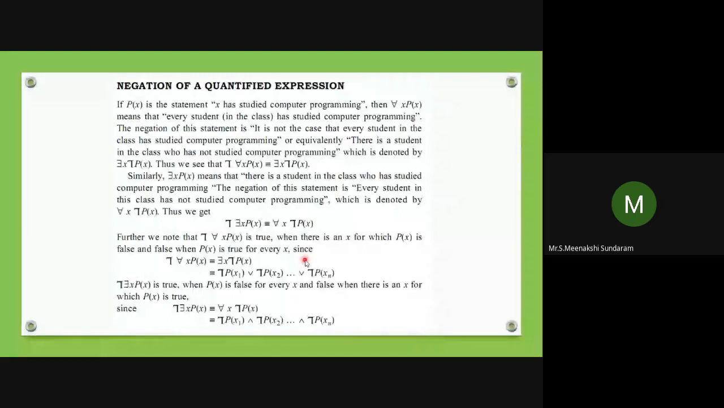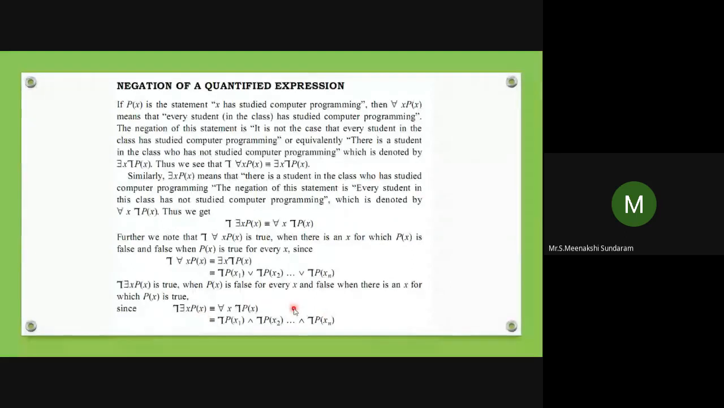Further, we note that the negation of for all x p of x is true when there is an x for which p of x is false. In a negation of the statement, once you take the negate, if the input is false, then the negated statement is true. That is, p of x is true for every x. Similarly, for disjunction, if either one is true, the entire value is true. For conjunction, if either one is false, the entire statement is false.